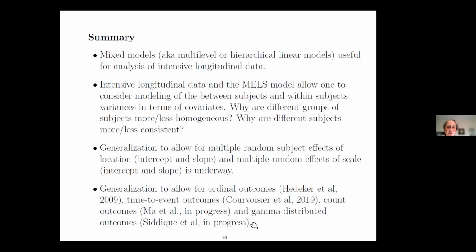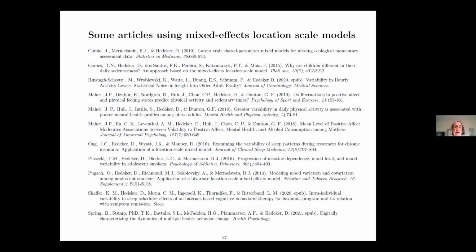And then I have a student who's just submitted a paper on count outcomes, and I'm working with a colleague at Northwestern, Junaid Sadiq, on gamma distributed outcomes as well. So I think that this class of models we can utilize for not just normal outcomes, but other kinds of outcomes as well. And just to give you a sense of some of the work involved in this area, myself and some of my students have worked on various kinds of extensions. Some of them are listed here in this series of papers.